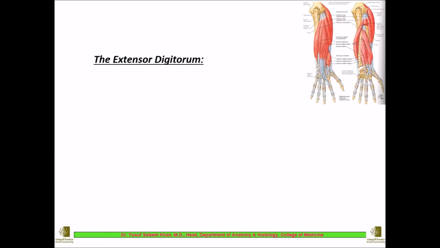Now let's discuss the extensor digitorum. It is called the extensor because it belongs to the extensor compartment, and digitorum because it divides into 4 slips and gets inserted into the middle 4 digits, the second, third, fourth and fifth. That is what is called the extensor digitorum. We'll see in detail how it divides and gets inserted.